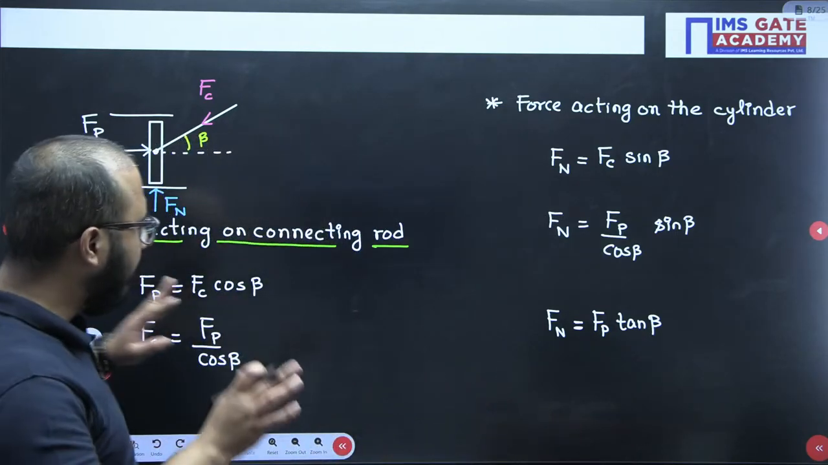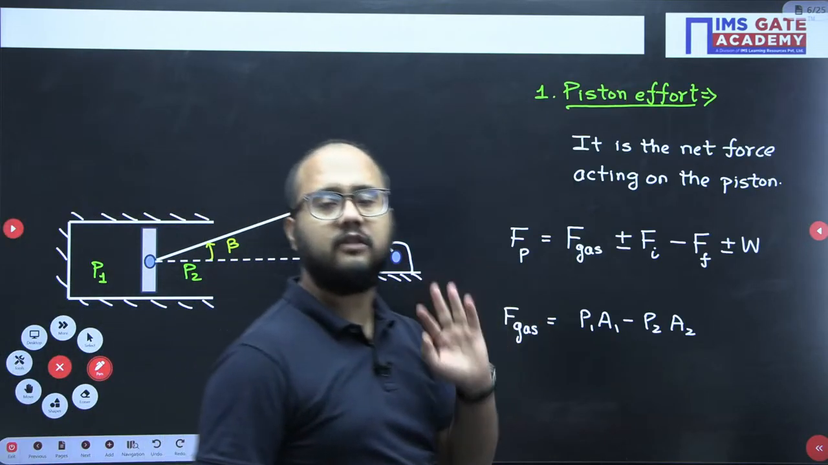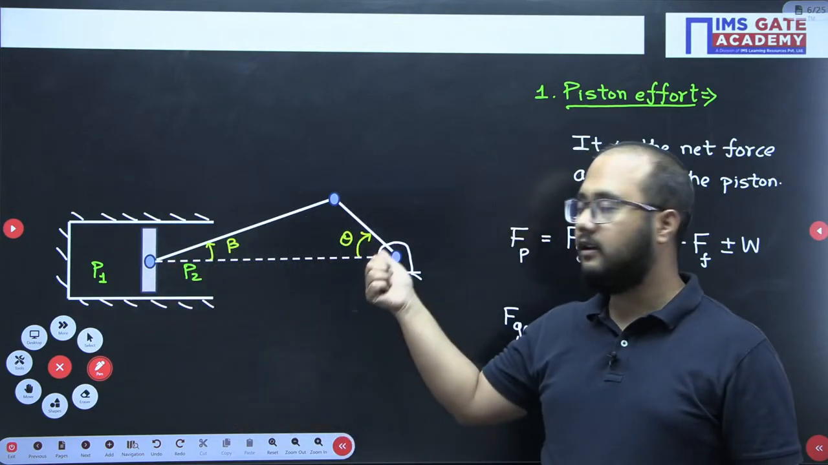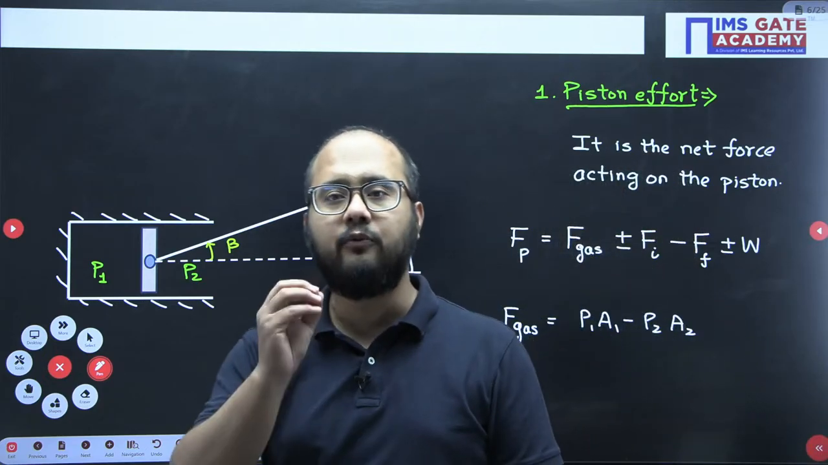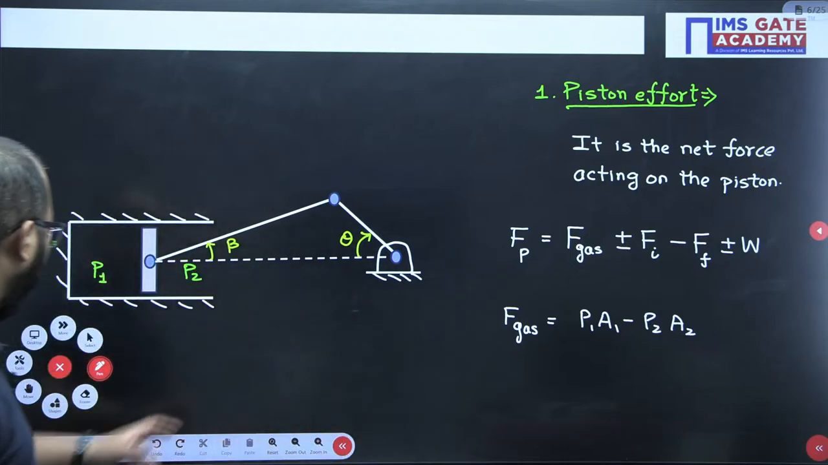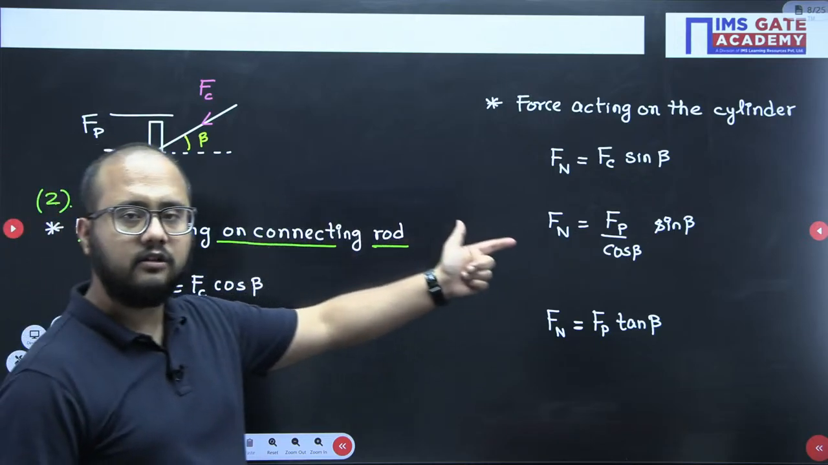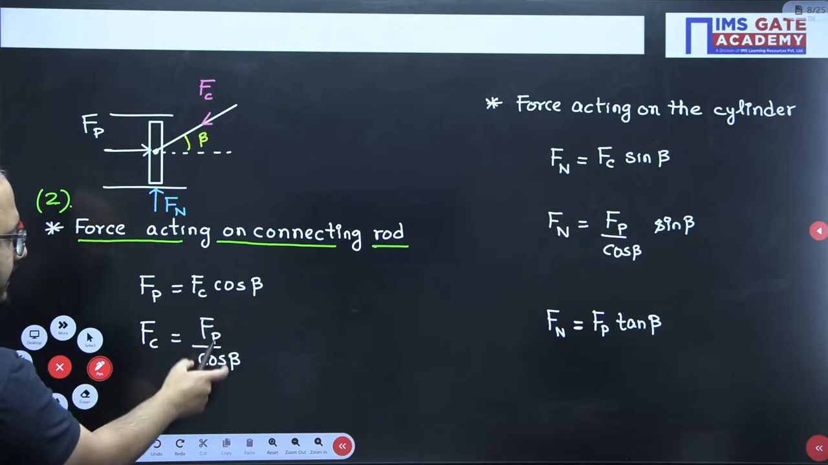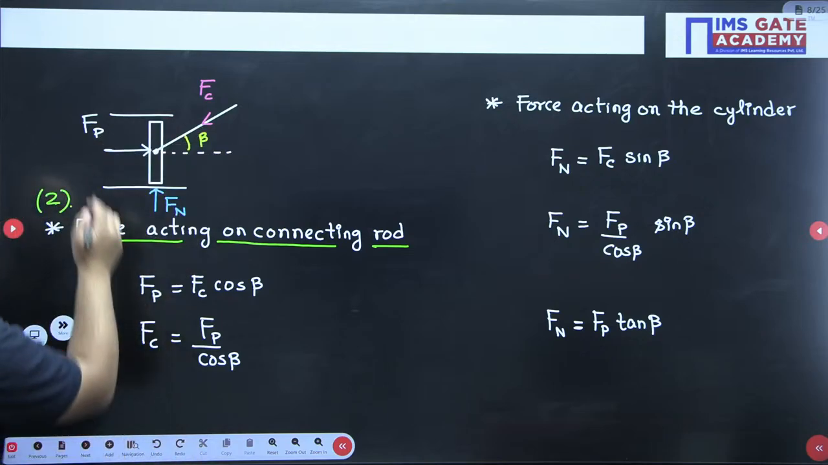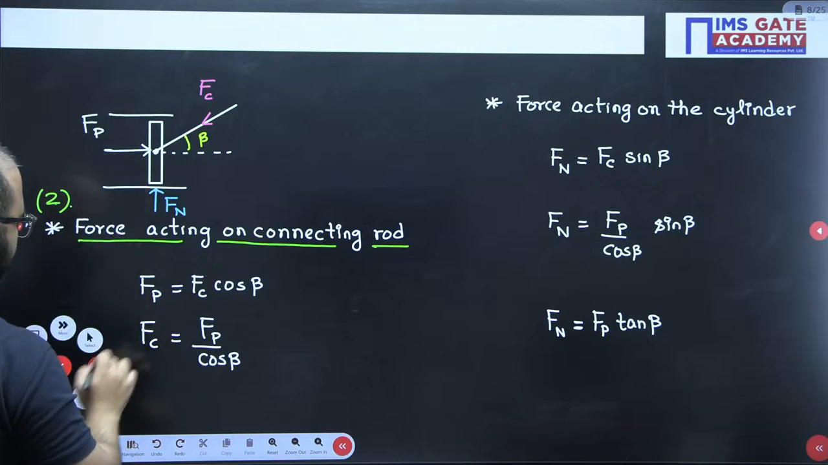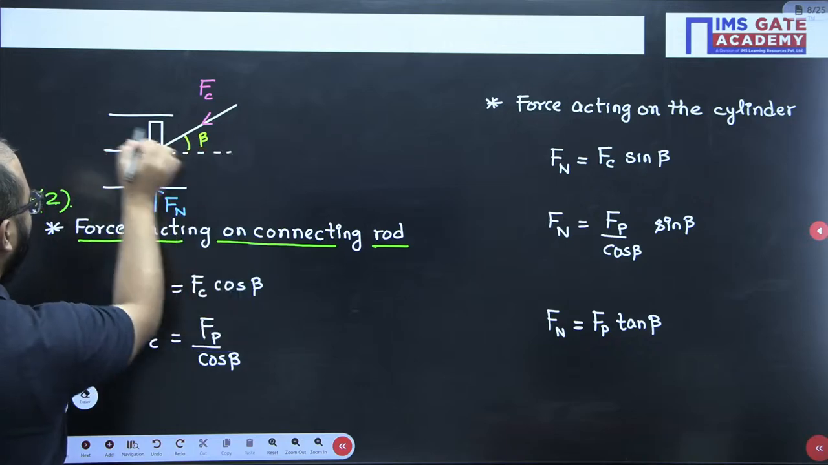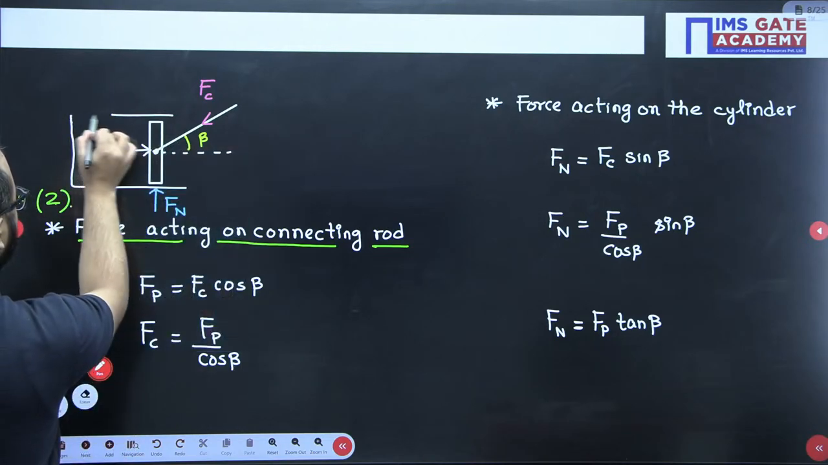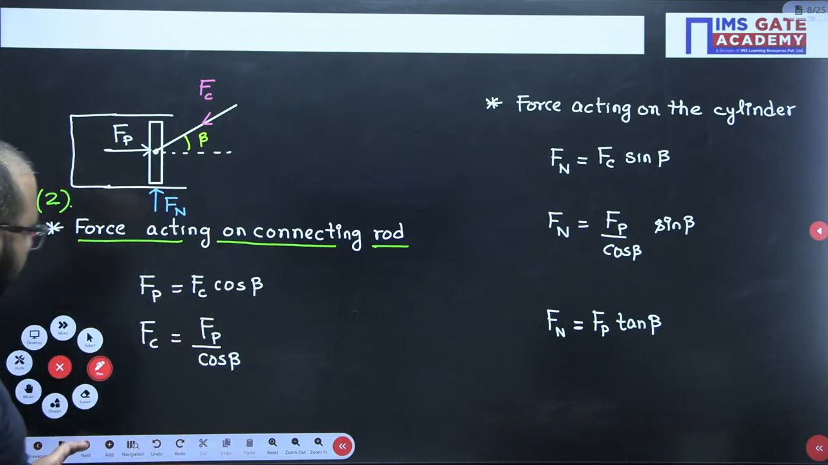Is it clear, everyone? We started with the piston effort force, that is the net force acting on the piston. That force is then transmitted to the connecting rod, and from the connecting rod to the crank. We need to understand that force as well as motion is transmitted from one link to another. So from the piston effort we get the force acting on the connecting rod, and on the cylinder also, the FN value. Fc sin beta, this vertical component, equals FN. And FC we already calculated as FP divided by cos beta, because FP equals FC cos beta. This is FP. The crank effort is also calculated.